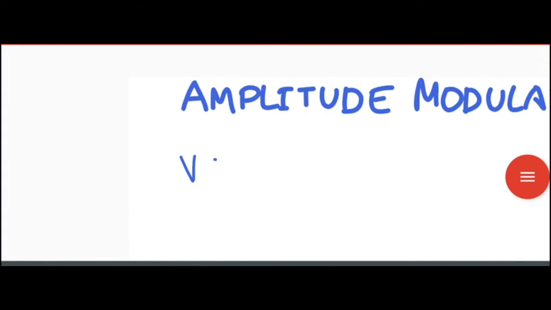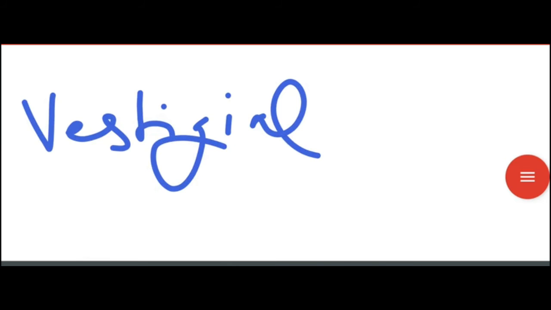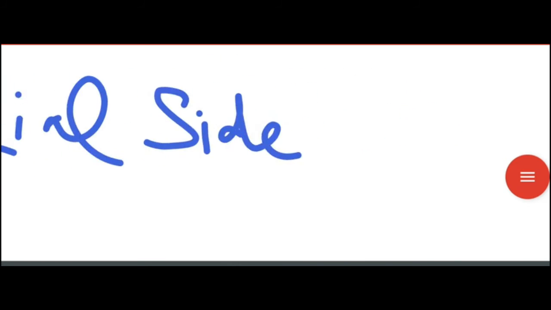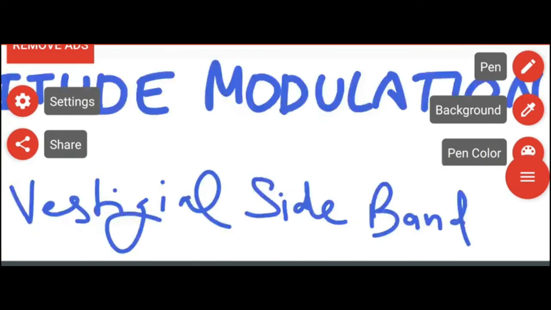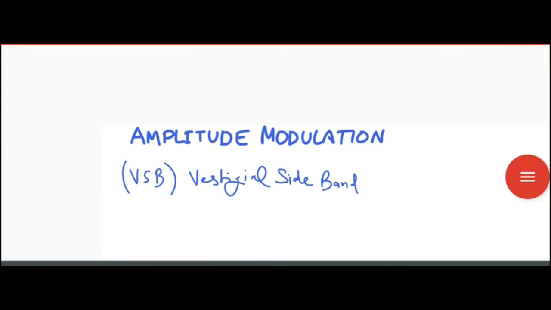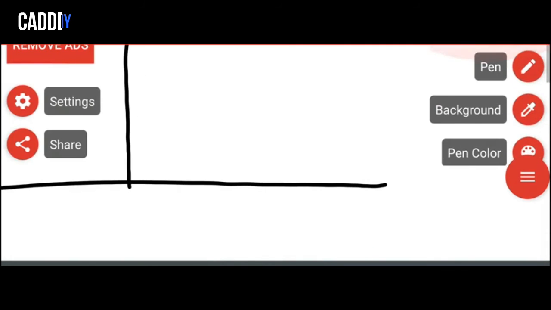Now we will see the vestigial sideband. Okay, so what happens in vestigial sideband? Let's understand that by the spectrum analysis.